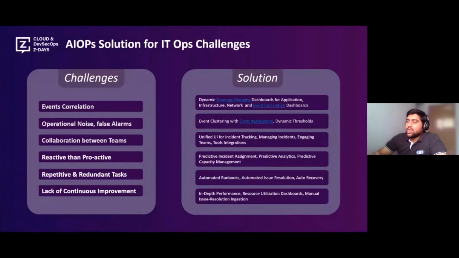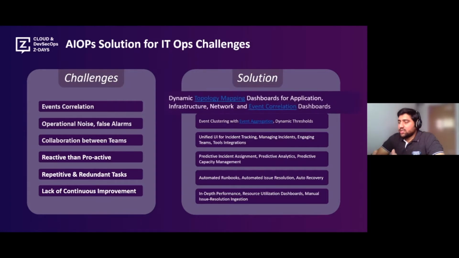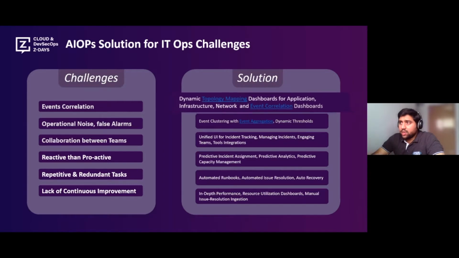So this slide talks about some of the solutions that AIOps provides to overcome these challenges. When we talk about the event correlation challenge, this can be handled with topology mapping diagrams and event correlation dashboards. Usually some of the monitoring tools provide network topology mapping diagrams, but we can enhance these and build topology mapping diagrams using AIOps, which are dynamic.